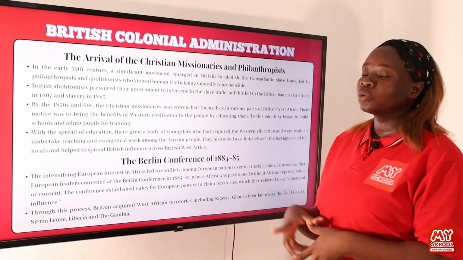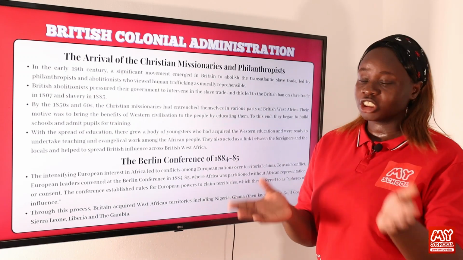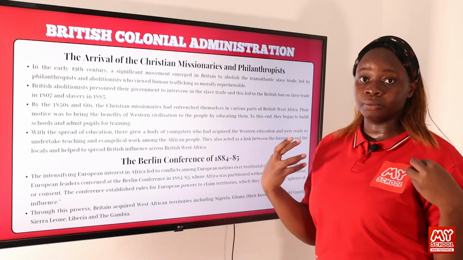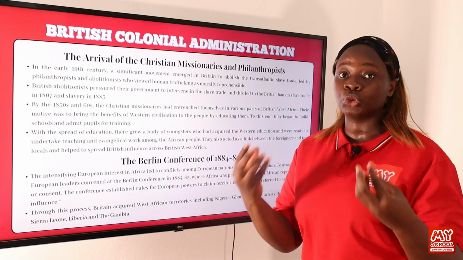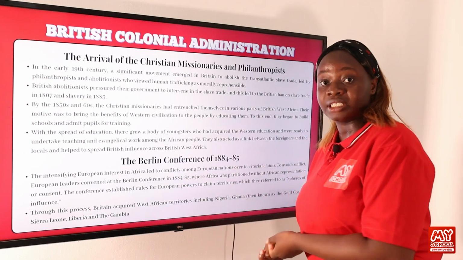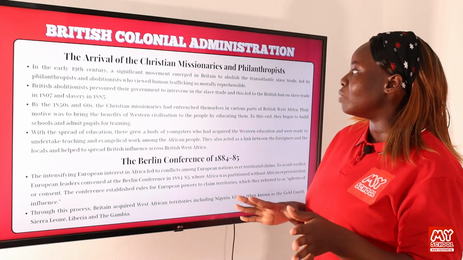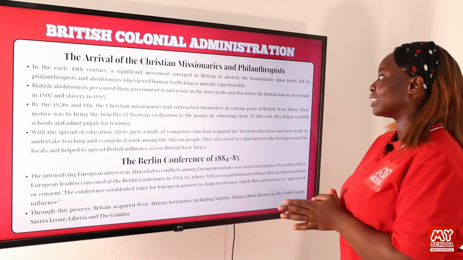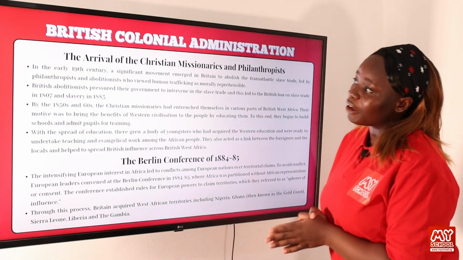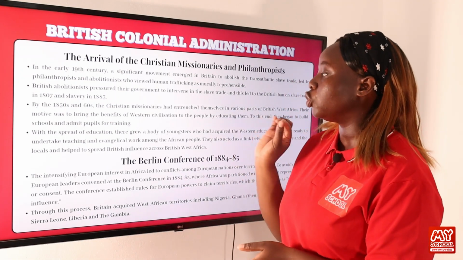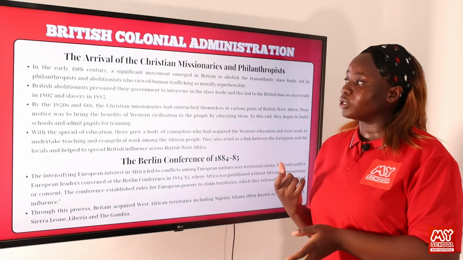All right, so the economic motive now transformed into a religious motive, right? They wanted to spread Christianity into this African territory. In the early 19th century, a significant movement emerged in Britain to abolish the transatlantic slave trade, led by philanthropists and abolitionists who viewed human trafficking as morally reprehensible.